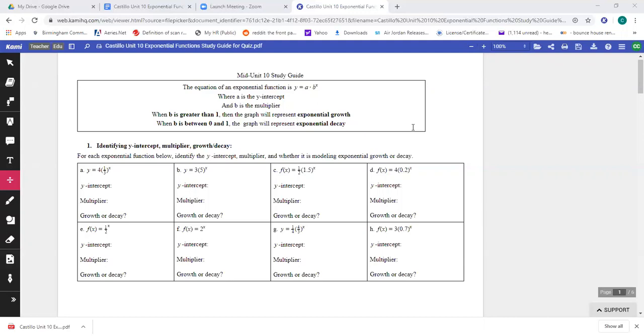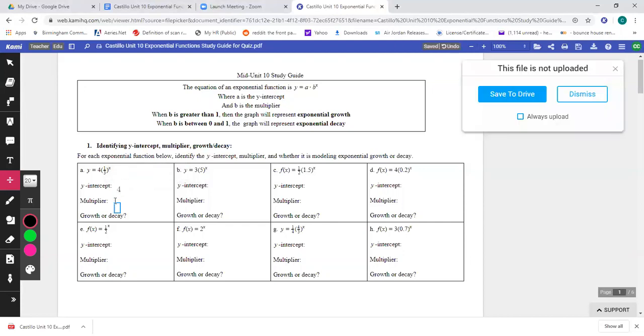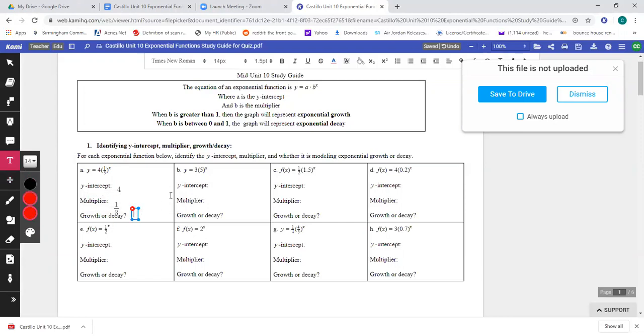So you guys should try these problems first before you look at what I do. But I'm just going to go ahead and put the answers here and explain how to get them. Remember, so for A, the first number is always the y-intercept. So that's going to be 4. Your multiplier is always going to be what's attached to the x, so it's 1/3. And because your multiplier is 1/3, remember 1/3 is less than 1, so I know that this is going to be decay.